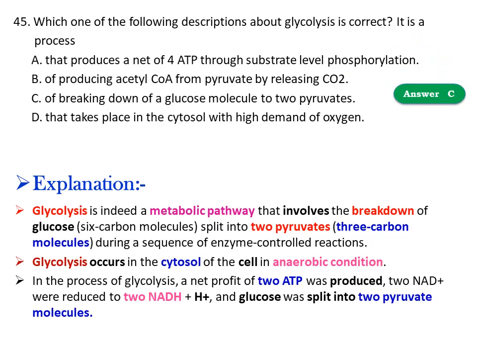Glycolysis is indeed a metabolic pathway that involves the breakdown of glucose, a 6-carbon molecule, split into 2 pyruvates, 3-carbon molecules, during a sequence of enzyme-controlled reactions. Glycolysis also occurs in the cytosol of the cell in anaerobic condition, and the process produces 2 ATP.